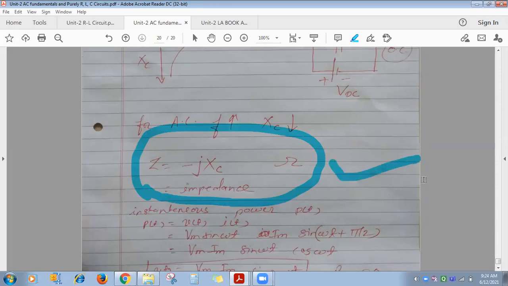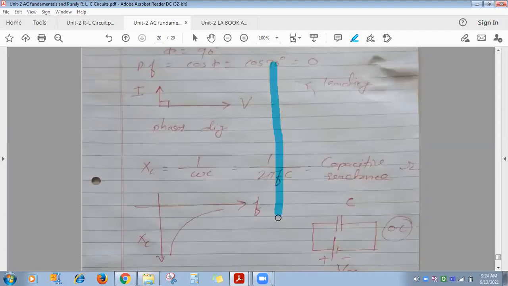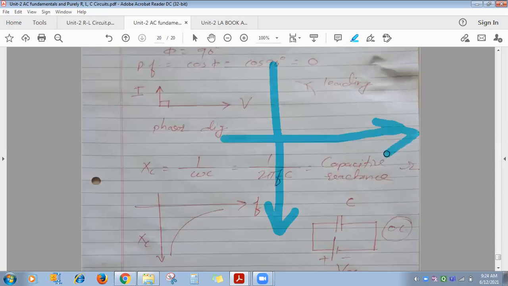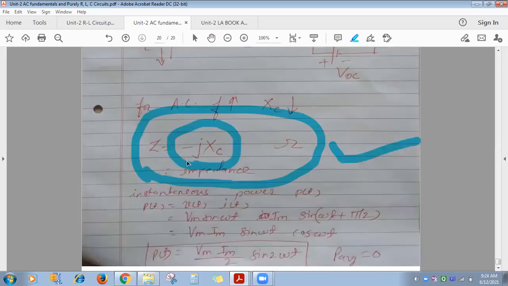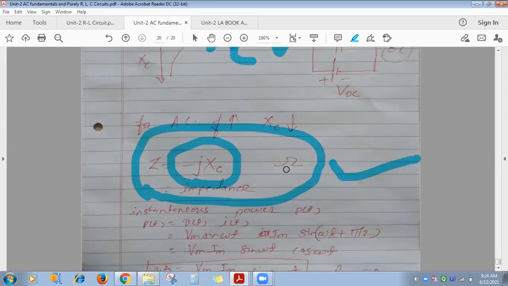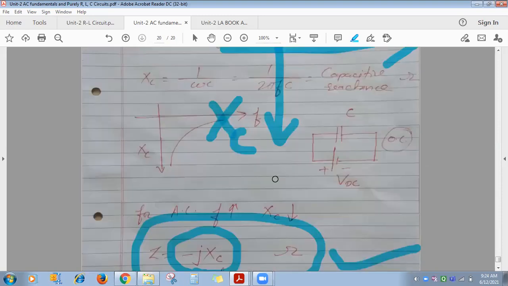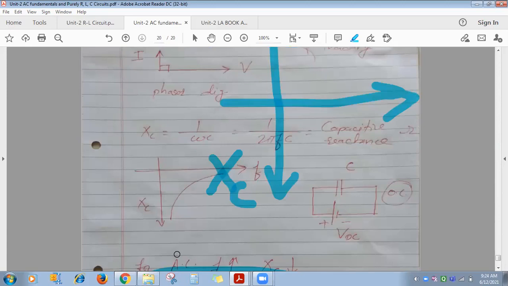Sometimes you may be asked to calculate impedance in ohm, and the options given to you are in rectangular form. As XC always comes along the negative imaginary axis, which we will derive in series RC, that's why Z here is minus JXC. Impedance, keep in your mind: the formula for impedance for a purely capacitive circuit is minus JXC. Why minus JXC? Because XC is along the imaginary axis, that's why J, and it is along the negative imaginary axis, that's why minus JXC.